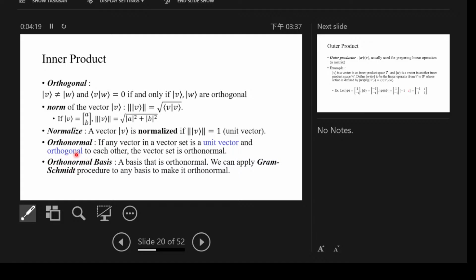That's also orthonormal. And then we have the concept of orthonormal basis, which is just a basis that's orthonormal. And a basis is a set of vectors that span the whole vector space and that are independent of each other. Just a quick review. Also, if you have any basis, you can make it orthonormal by applying the Gram-Schmidt procedure. This we will not review. If you don't remember, look up a book. Okay, everyone okay with inner product? If not, then we'll talk about outer product.